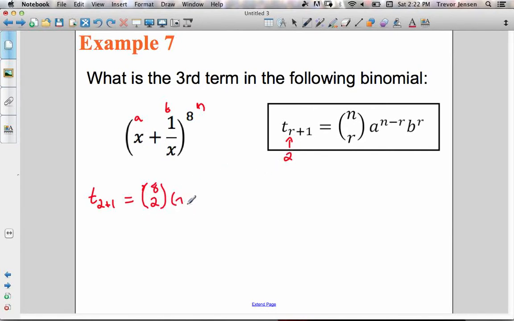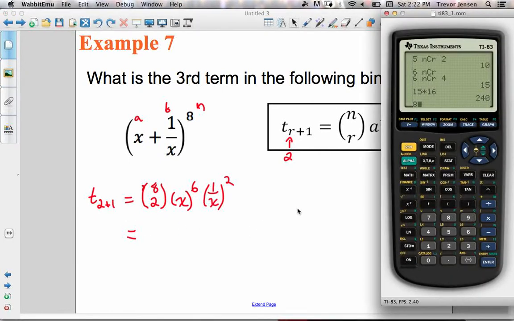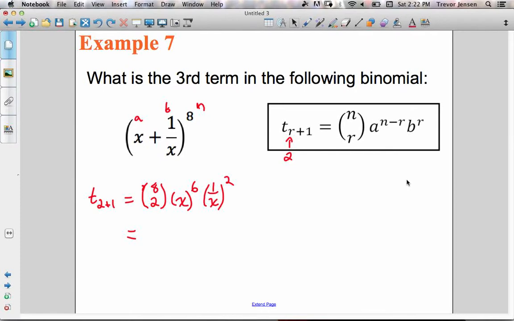My a value is x, to the n minus r, which is 8 minus 2, which is 6. To the b, which is 1 over x, to the r, which is 2. Now I just have to simplify this by figuring out what 8 choose 2 is. 28. X to the 6. And then keep in mind this exponent of 2 is applied to the numerator and the denominator. So that's equal to 1 squared over x squared. Well, 1 squared is just 1, so it's equal to 1 over x squared.